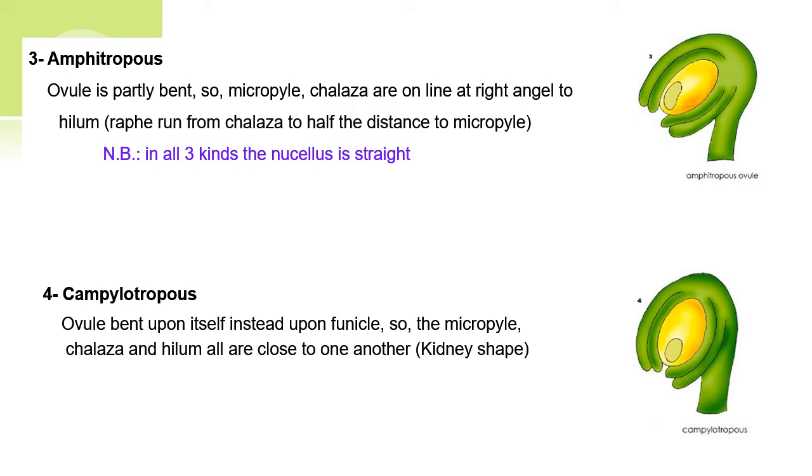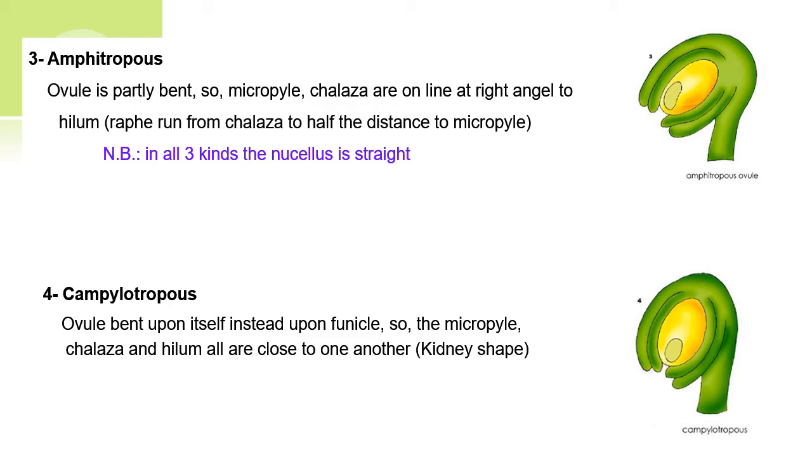In all the previous three types, which are atropous, anatropous, and amphitropous, the nucellus is straight, characterized by growth normally without bending or overgrowth of the nucellus.